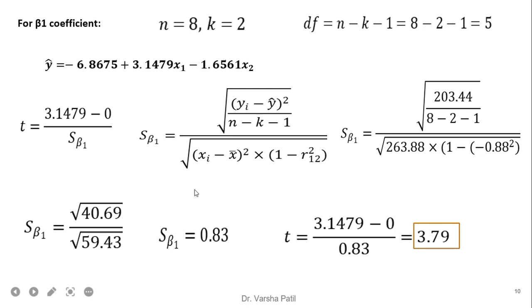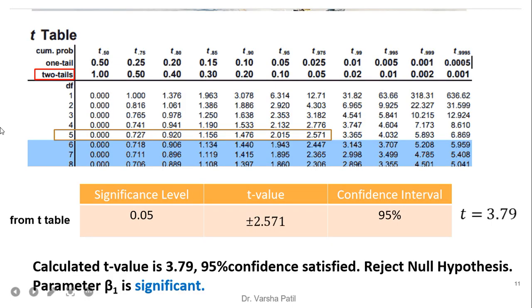Once we get this value, we require to check the t table. In the t table we are going for a two-tailed test. The degree of freedom is 5. Now in the problem it is given as 95% confidence, so 95% confidence comes at this range. Now we can check that the answer is 3.79, so it is going somewhere in this range of 0.02 to 0.01, that is 98 to 99%, so it is satisfied. So calculated t value is 3.79, 95% confidence is satisfied.